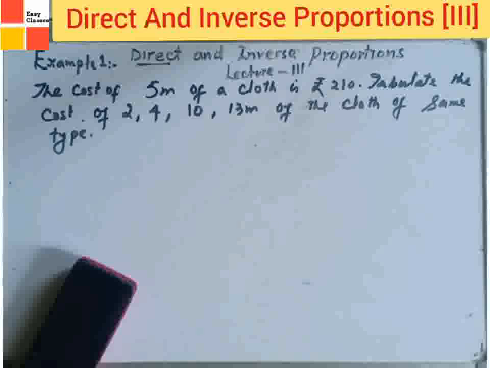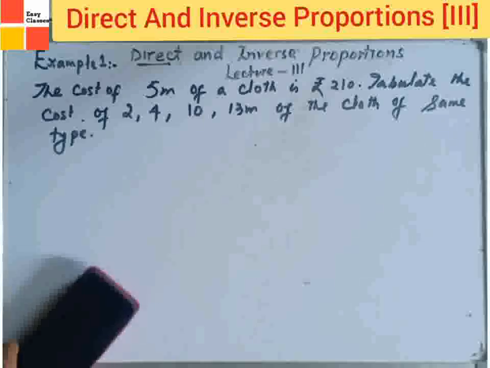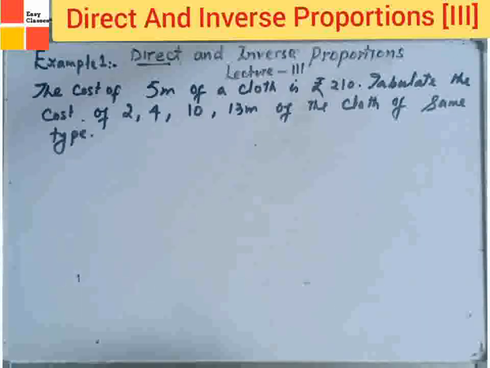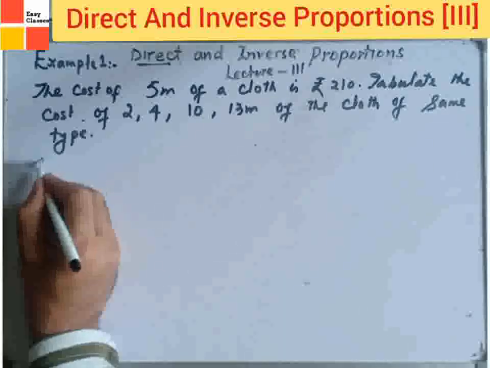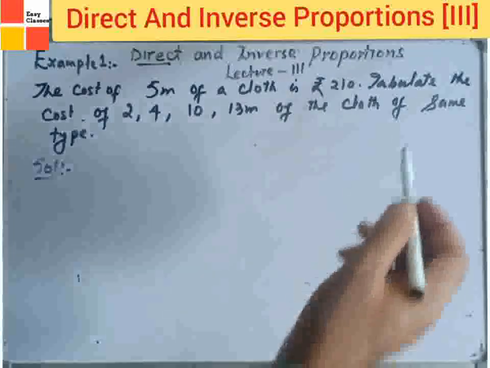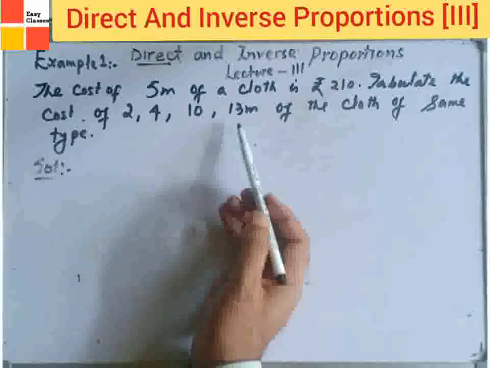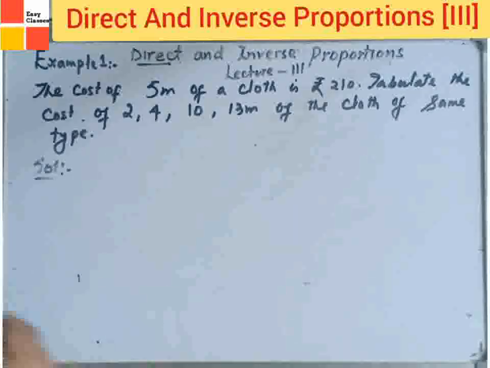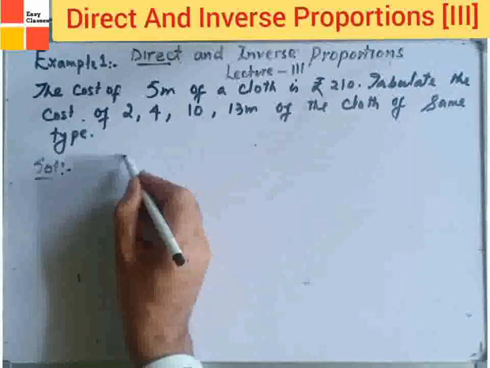In direct proportions, we know that the ratio is always the same. The 2 parameters which are in direct proportion, the ratio is always the same. So let's take this example and try to solve this. The cost of 5 meters of cloth is rupees 210, and we have to tabulate the cost of 2, 4, 10, and 13 meters, so let's make a table first. So here it is a table.